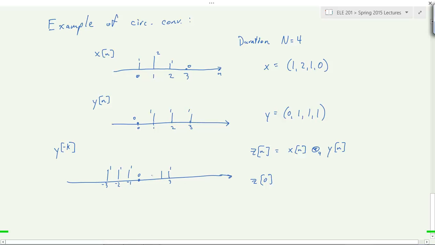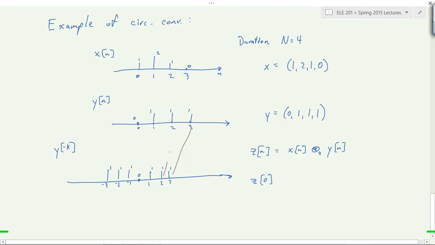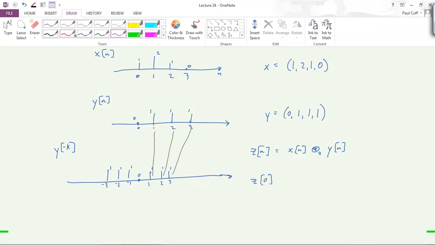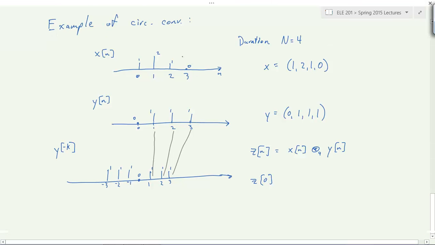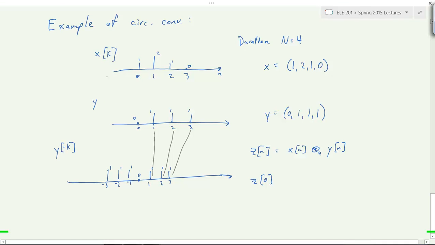By symmetry, this is going to look very simple. I didn't do this to scale. Sorry. I like to line these up. Just imagine that these are lined up. So multiply them and add them up. Multiply the x of k up here and this y of negative k. So we get just the sum of the 2, the 1, and the 0. So it's 3.